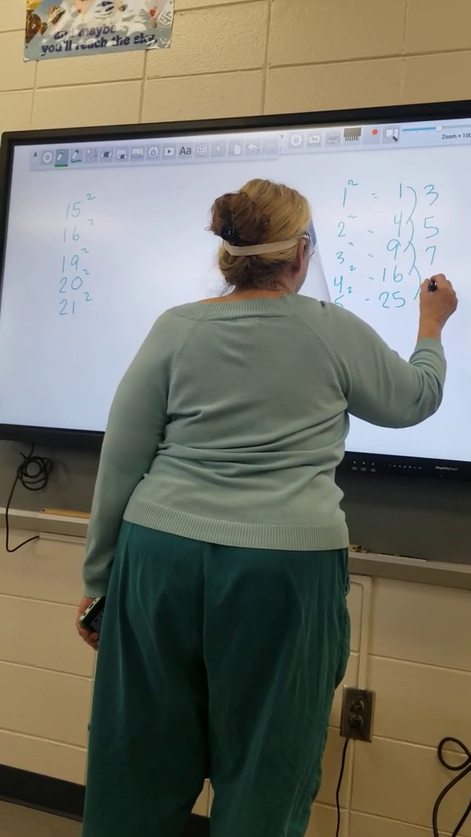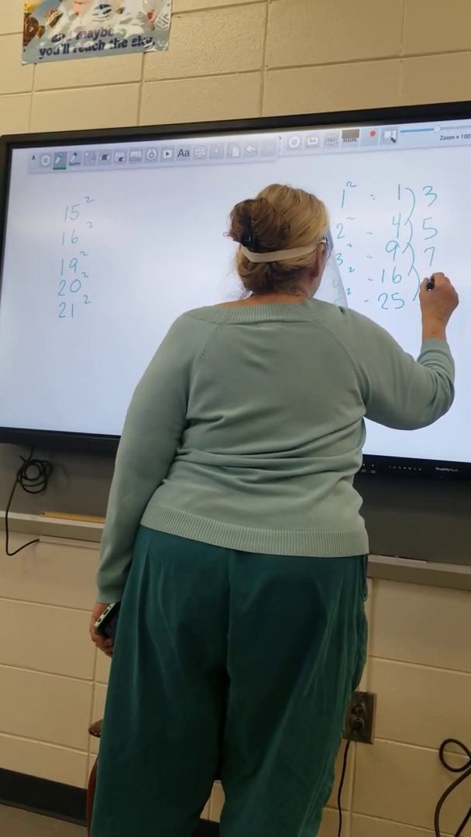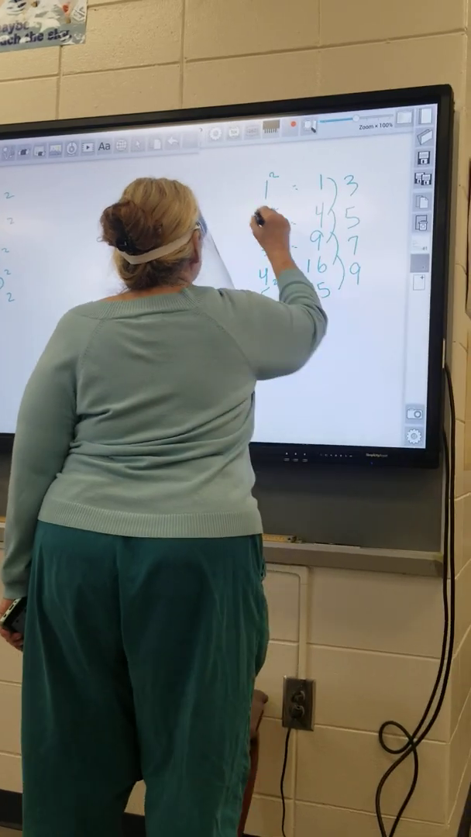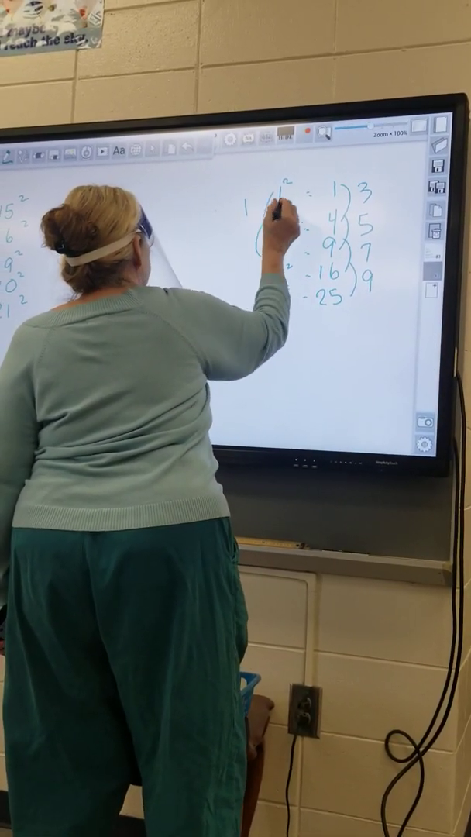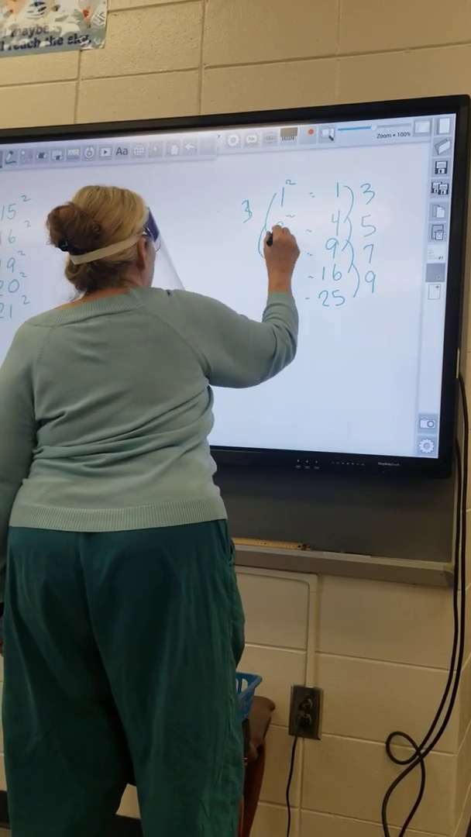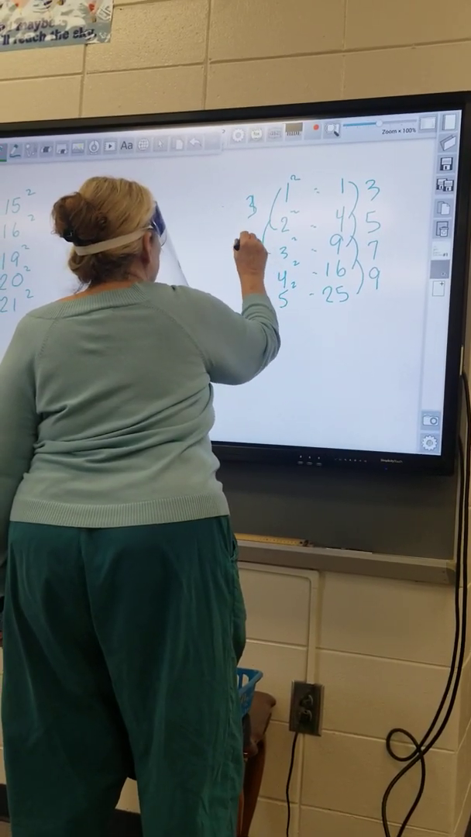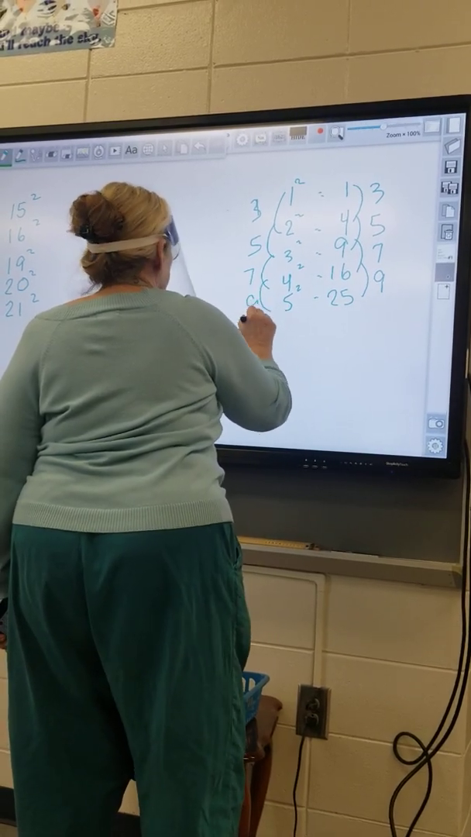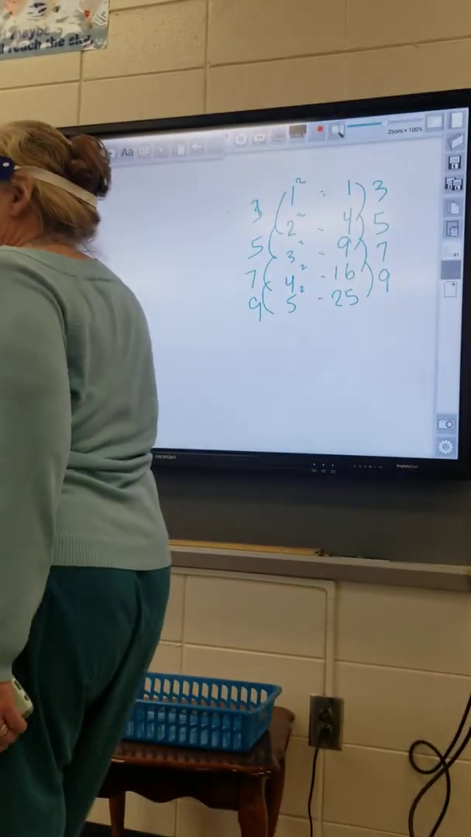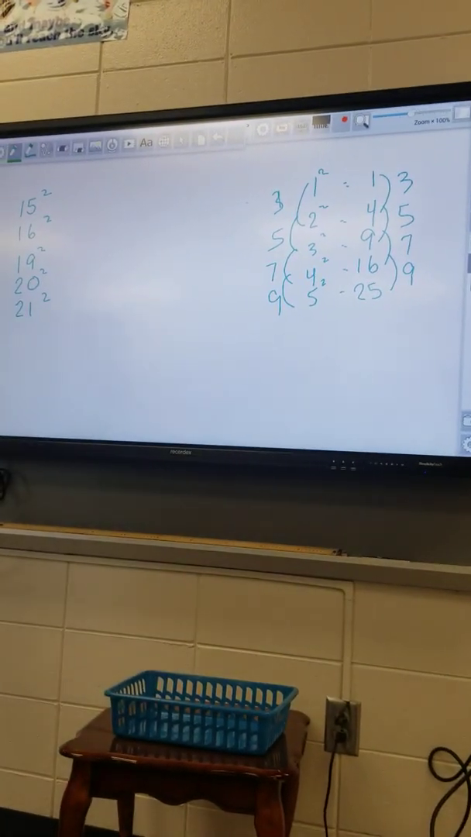25 and 16, 4 plus 5 is 9. Add the two of them. 3 and 2 is 5. 3 and 4 is 7. 4 and 5 is 9. Okay, so you see the pattern? Look at the numbers. They're all the same.